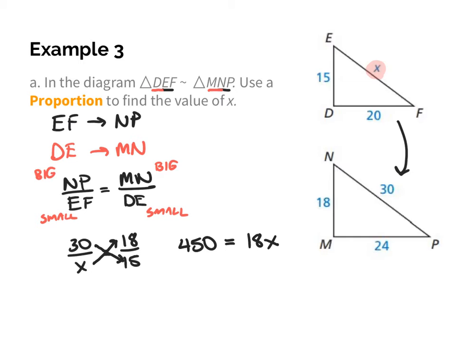And it sets up a simple equation I'm going to solve then by dividing by 18 on both sides. I will get x equals 25. So I know that this unknown side is 25, okay? So again, what I did is I wrote a proportion to try and solve for this unknown.